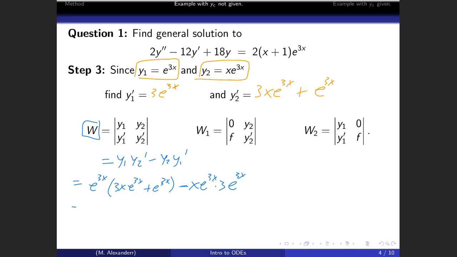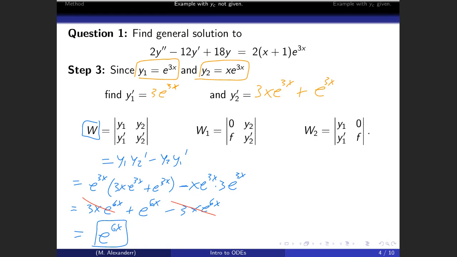All right, so I'm going to distribute first with the parentheses stuff, and then I get 3x e to the 6x plus e to the 6x minus 3x e to the 6x. So the 3x e to the 6x cancels out. And let me just write that in red just to make sure that we are on the same page. And so we are only left over with e to the 6x. So that's for the W function.